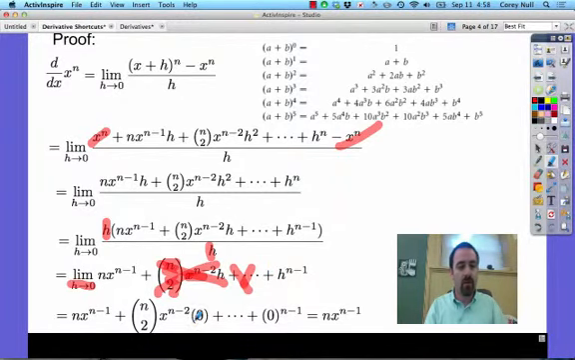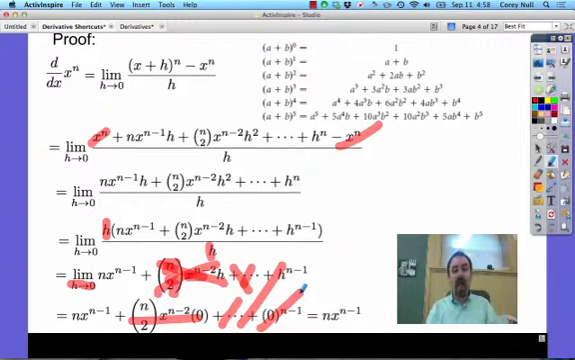See? I plug a 0 in because there was an h here. This is gone. The next term will have an h in it. Plug a 0 in, gone. Gone. Gone. Everything except that first term is gone. And that first term is n times x to the n minus 1. Done. That's our proof.